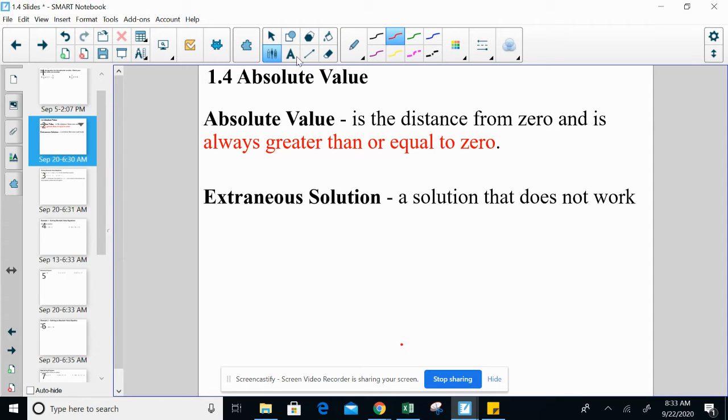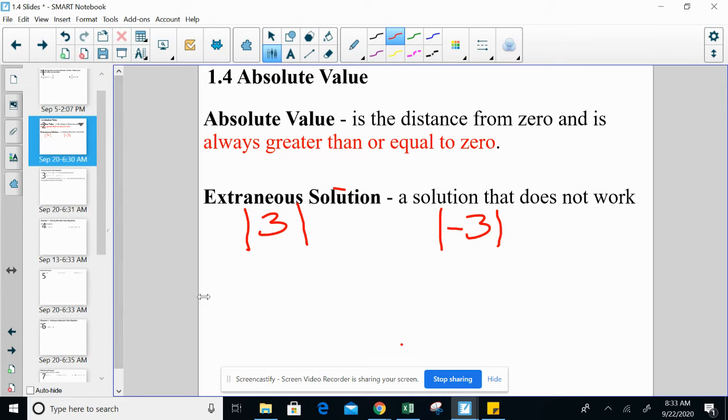This section, 1.4, is about absolute value. Hopefully some of you remember what absolute value is. It looks a little bit like this, or we can have a negative in there. It's just basically two bars around the number. Let's go and read the definition here. It is the distance from 0 and is always greater than or equal to 0.